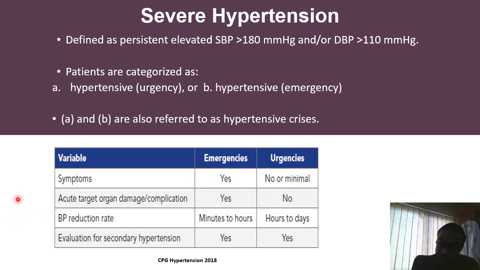And consequently, the blood pressure reduction rate in emergencies should be much faster. It can sometimes be done within minutes to hours, and we can see how this achievement of reducing blood pressure within minutes can also be reached with the recommended medication.